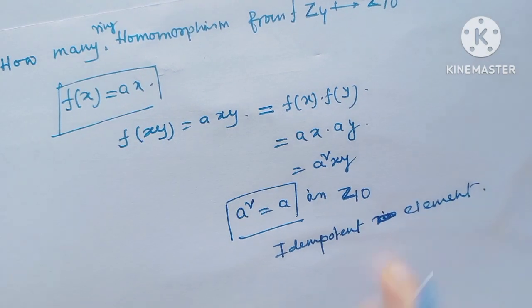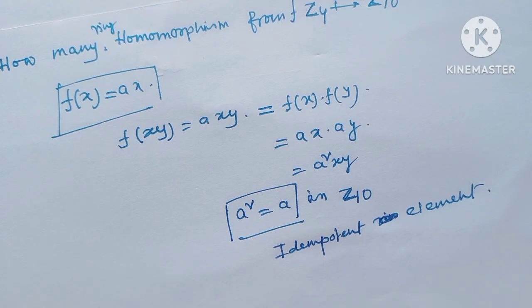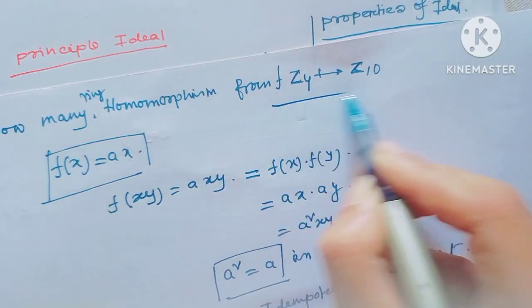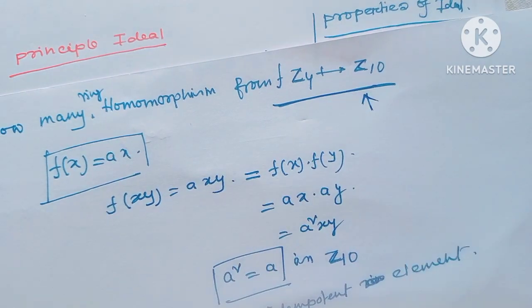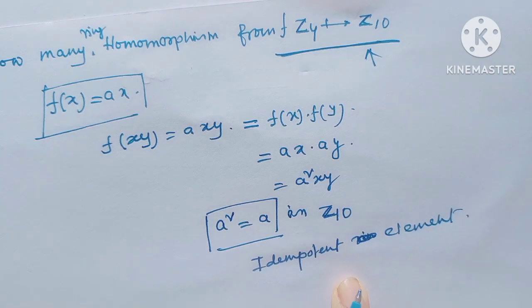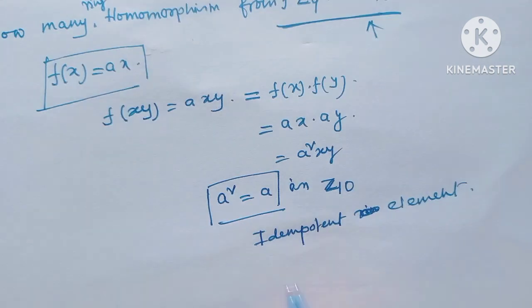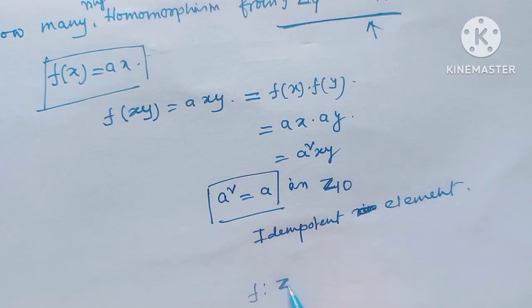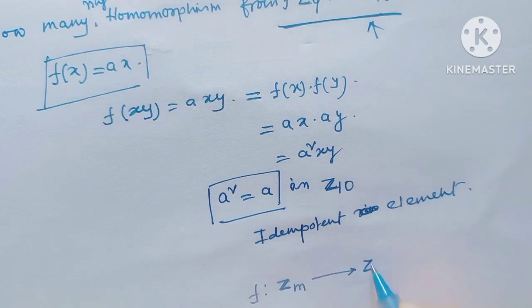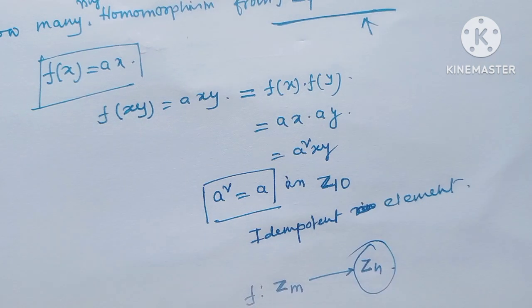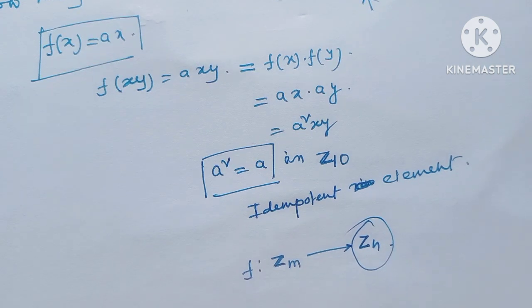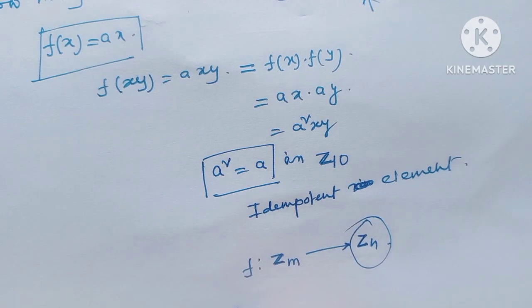So for counting ring homomorphisms from Z4 to Z10, actually we have to check how many idempotent elements exist in Z10. This is actually the rule for how many ring homomorphisms exist from a ring to another ring. If f is a ring homomorphism from Zm to Zn, then actually we have to find the number of idempotent elements in Zn.